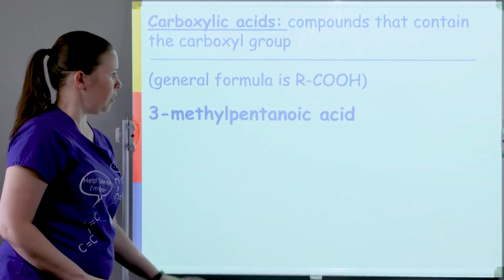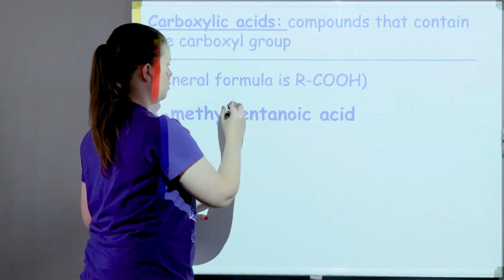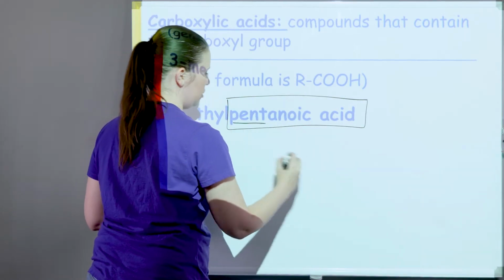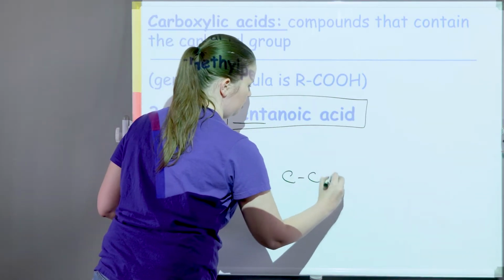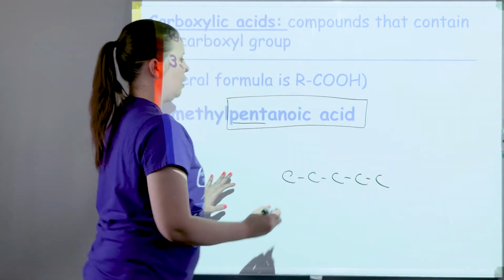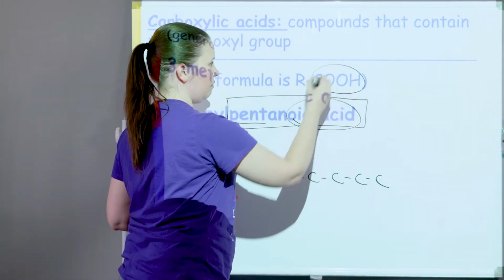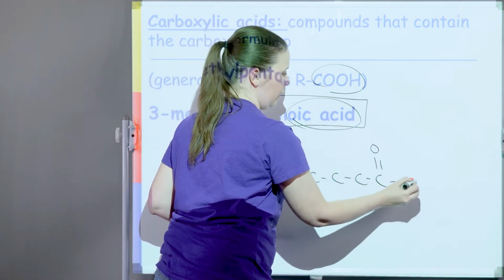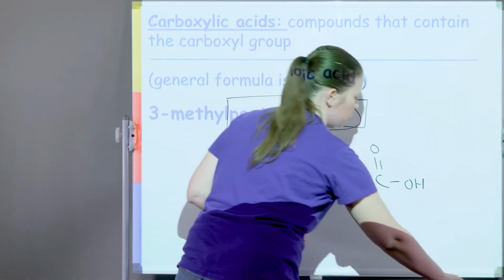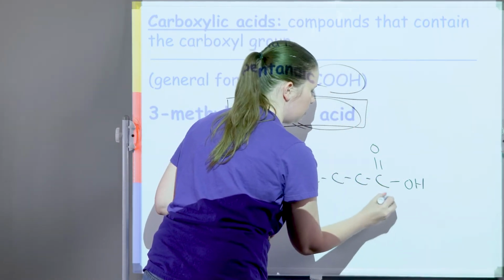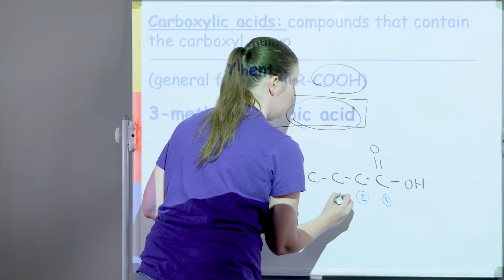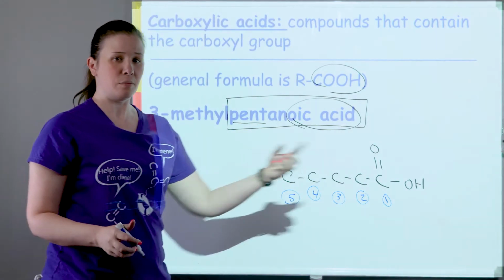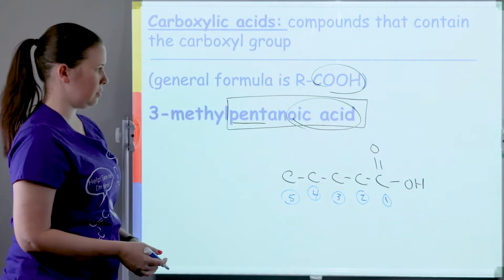I have here a 3-methyl pentanoic acid. So let's start by worrying about our main molecule, pentanoic acid. Pent tells me I would have 5 carbons. And then I have this ending, so I have this functional group. So on the end, I'm going to attach the double bonded O and the OH, which means the numbering will start at the end. 1, 2, 3, 4, and then 5. It's numbered backwards when you put the carboxylic acid at the end.